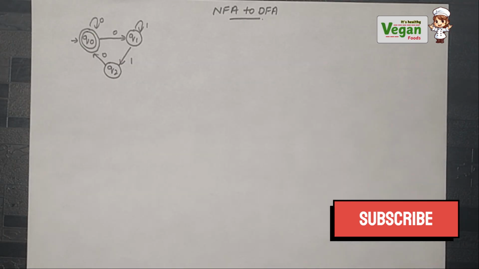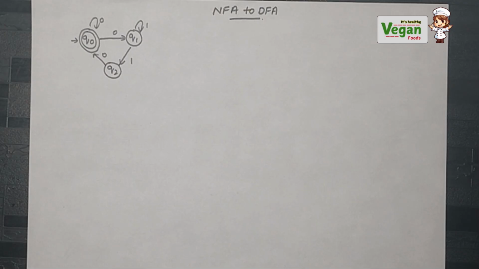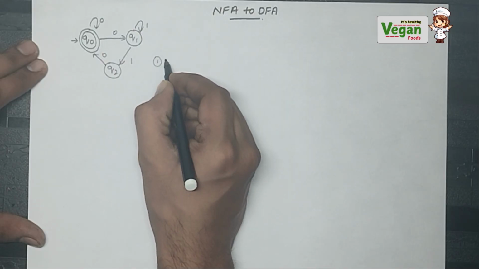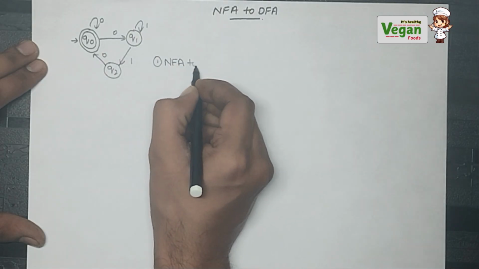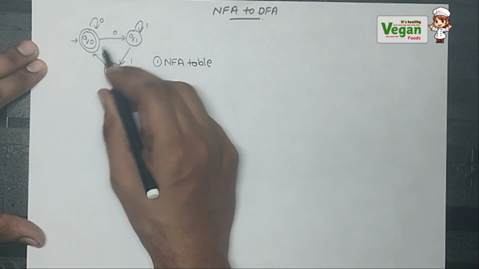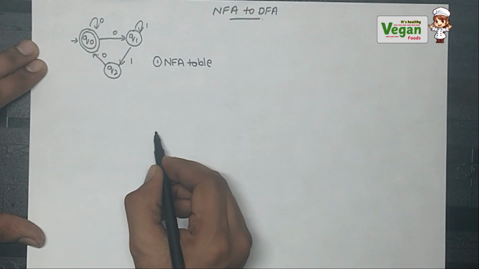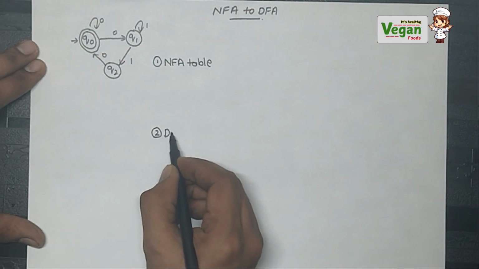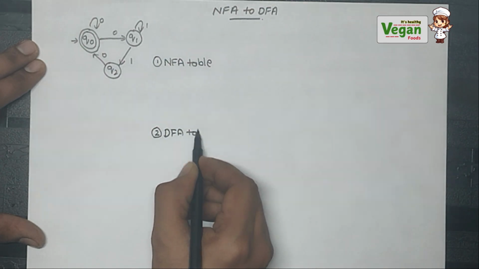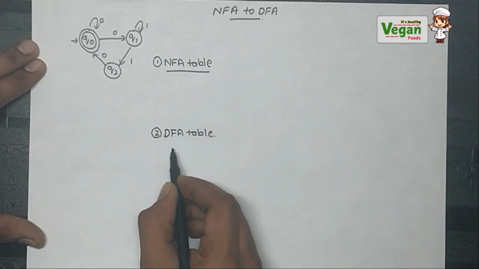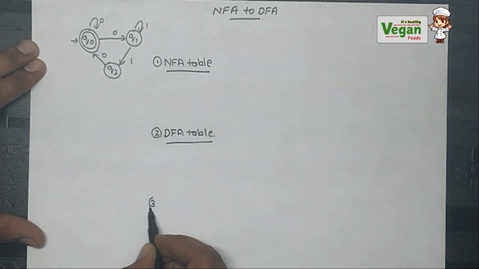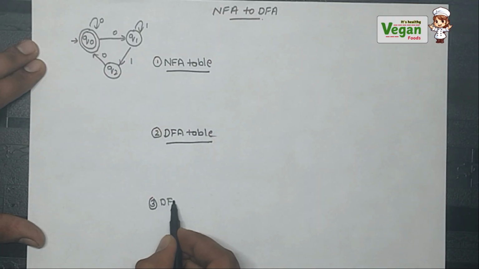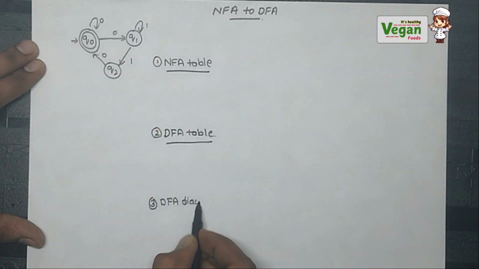Now we will be solving the NFA to DFA conversion problem in only 3 steps. The first step will be writing the NFA table. Here they have given the NFA diagram, so we must write the NFA table for it. The next step will be converting this NFA table into the DFA table. The last and final step will be drawing the DFA diagram. So, let's solve one by one.